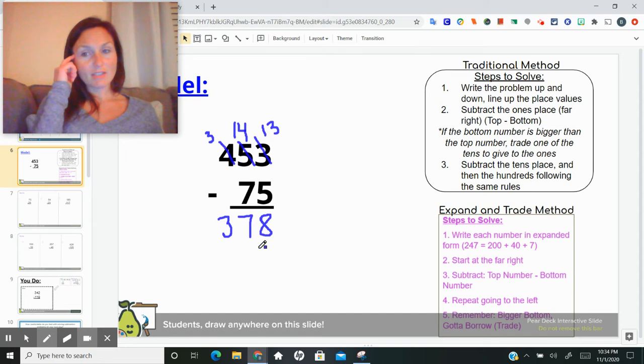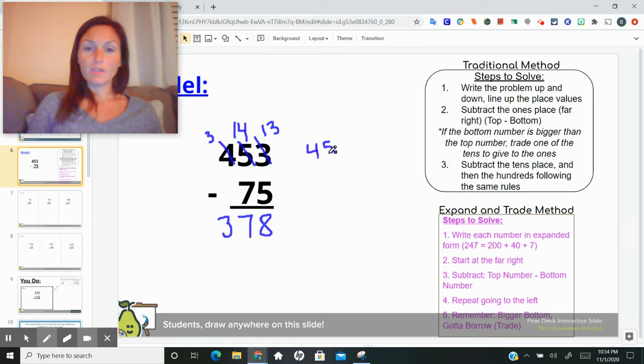Alright, I can check to see if my answer makes sense. I can try the other method, or I can also think, well, 453, that's close to 450. I could say 75 is maybe kind of close. You could go in between 50 or 100. I'm going to go up to 100. So that's going to be about 350. 378 is a little bit bigger than 350. It's close, right? So I could say that my answer is reasonable.